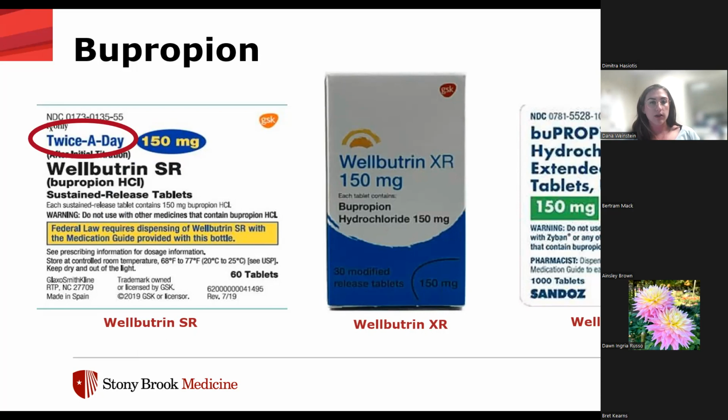So in PowerChart, when there's an order for bupropion, it actually says XL and then it says 24 hours right after. So that's really helpful for both doctors and pharmacists when ordering and verifying to know that it's once daily dosing. And if you see twice daily, you should be second guessing.